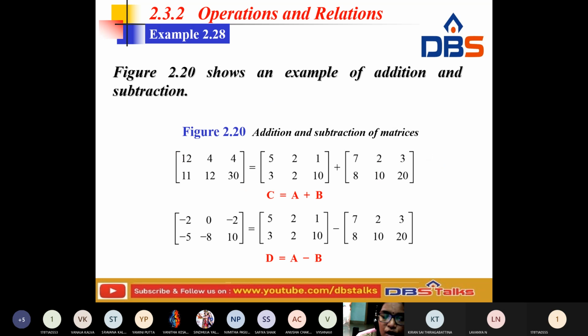We already know how to perform addition and subtraction on that particular type of matrices. These are examples of how we are going to perform addition and subtraction. See, this is the sum that we will get.